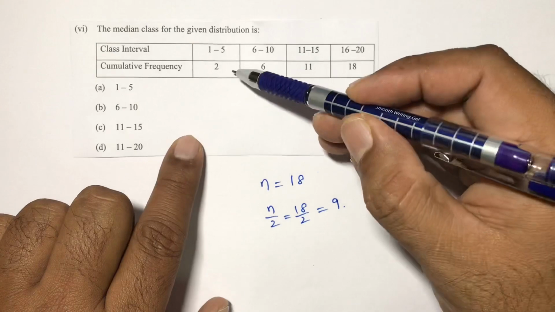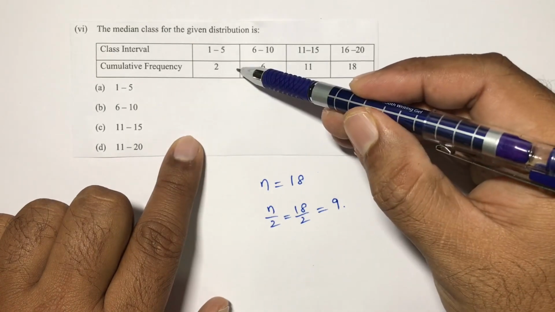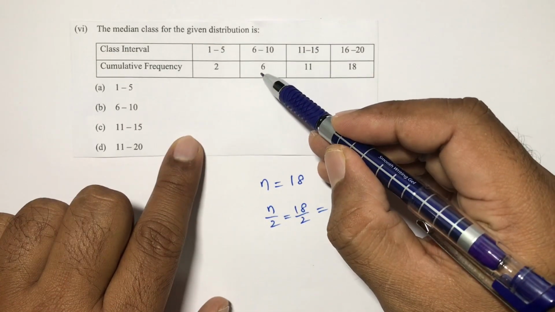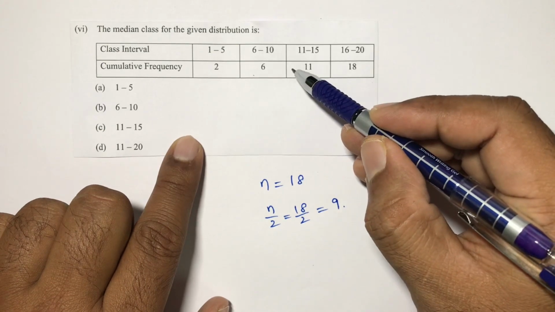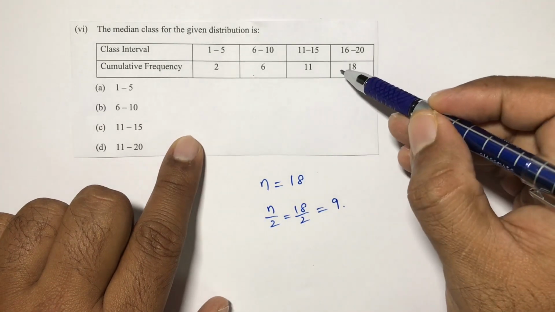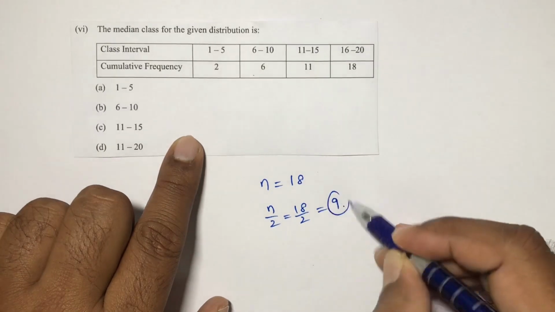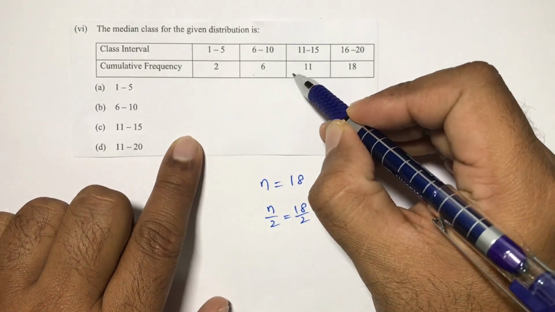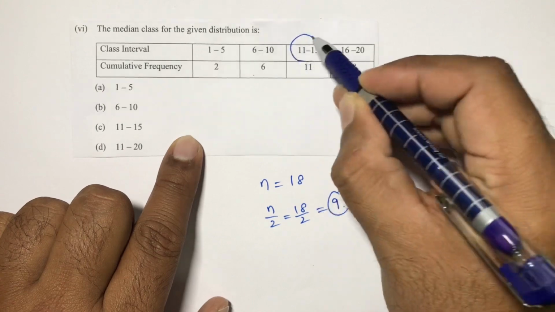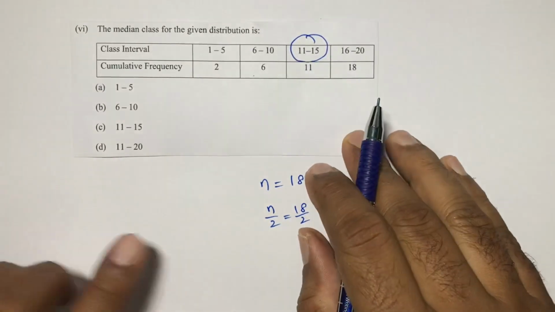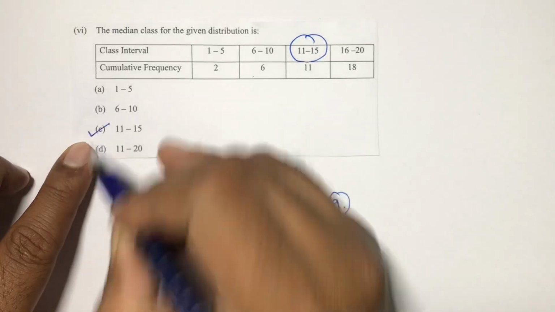In the first class the values will be from 1 to 2. In the second class it will be from 3 to 6. In the third class from 7 to 11. In the last class it will be from 12 to 18. I need 9. You will get 9 here, because here you get from 7 to 11. So the 9th value you will get here. So the median class is 11 to 15. The correct option is C.